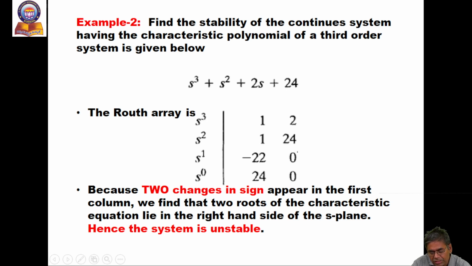Then in the first column one element is negative, so the system is said to be unstable. If you have two sign changes, then two roots of the characteristic equation are present in the right half of the s-plane, and the system is said to be unstable. Because there is a plus to minus and a minus to plus, there are two sign changes, so two roots are present in the right half of the s-plane. Therefore the second problem is unstable.